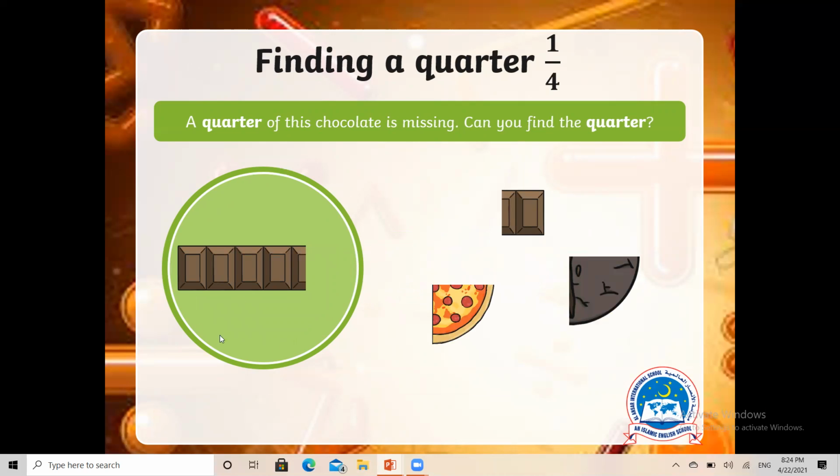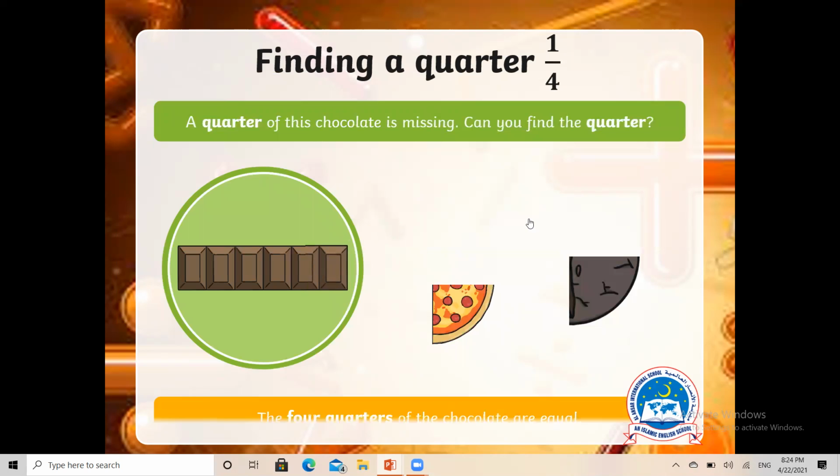Look at the picture here. A quarter of this chocolate is missing. Can you find the quarter? This one? No. This one? Of course, no. Yes, well done. Amazing. Now the 4 quarters of the chocolate are equal.